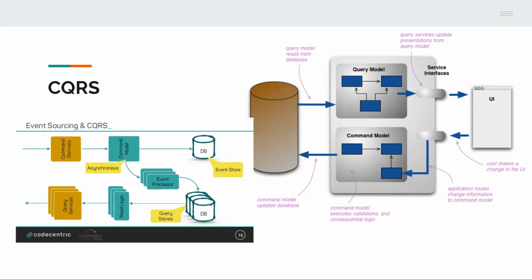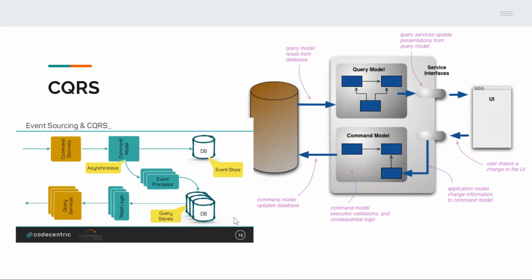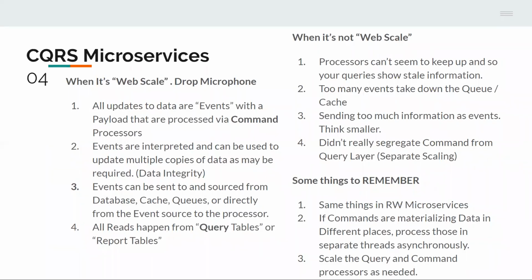Now, as a DBA, you don't really have control over this, except that you can design your event store and your query stores properly, so that the developers have to use that. Or you can use something like DSE, in which you can write data to a table, and because it's simultaneously being indexed, you can do queries without necessarily making a query store. So CQRS microservices, you need it when it's web scale, and that's when it performs.